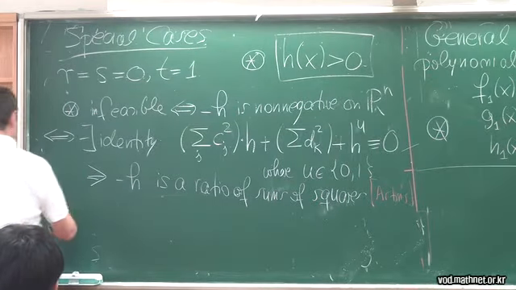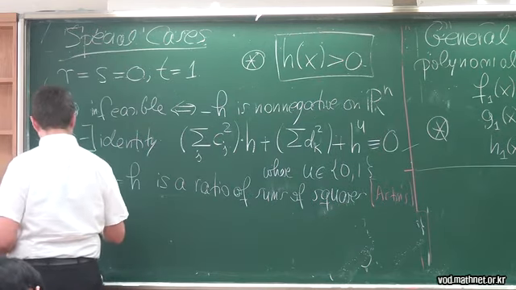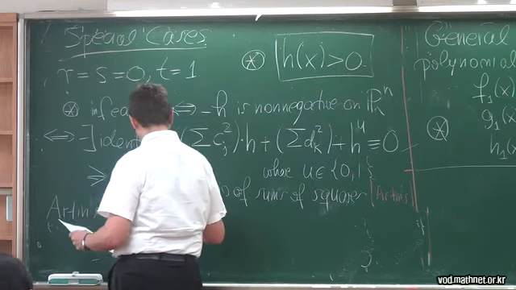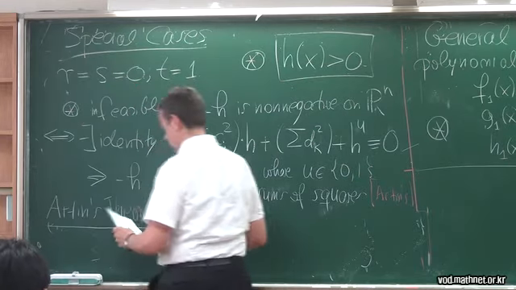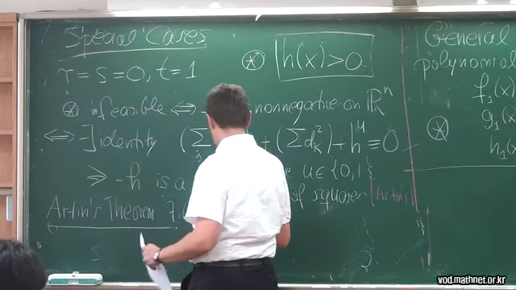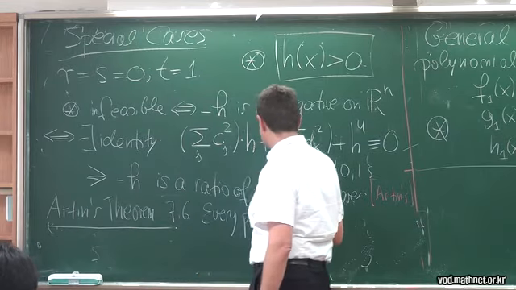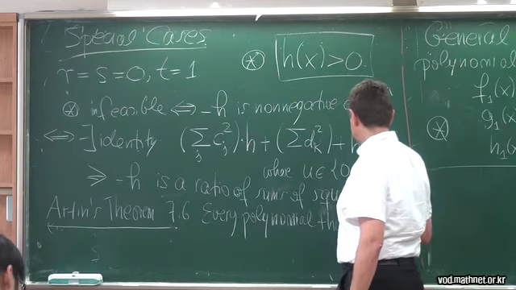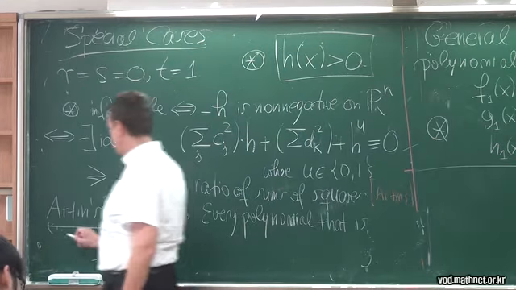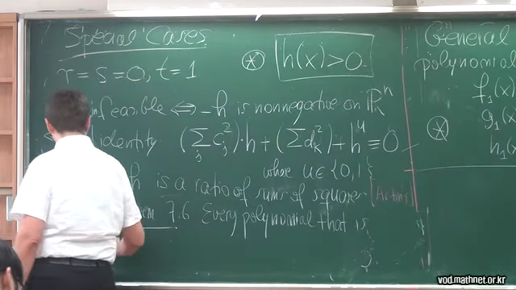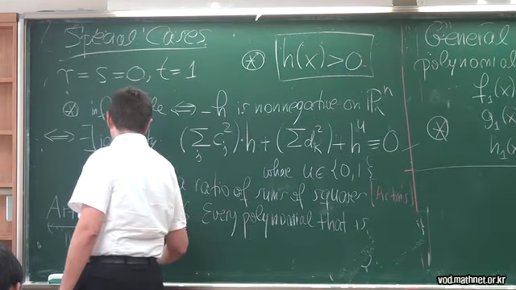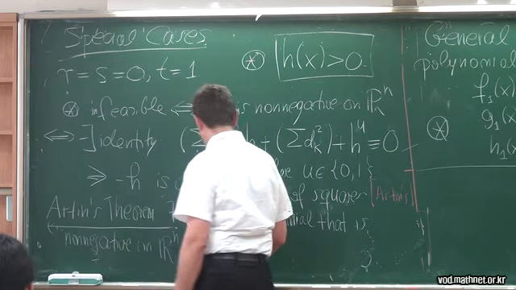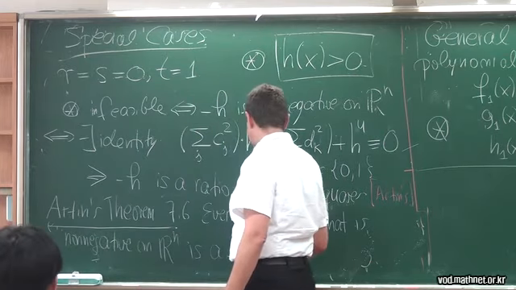Artin's theorem, stated one more time, that's 7.6 in the notes: every polynomial that is non-negative on R^n is a sum of squares of rational functions.